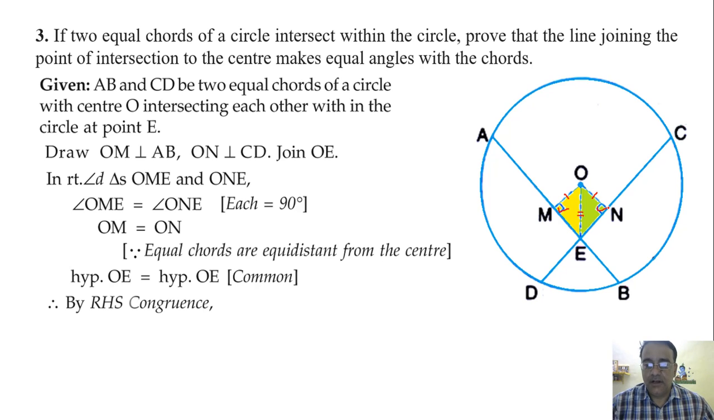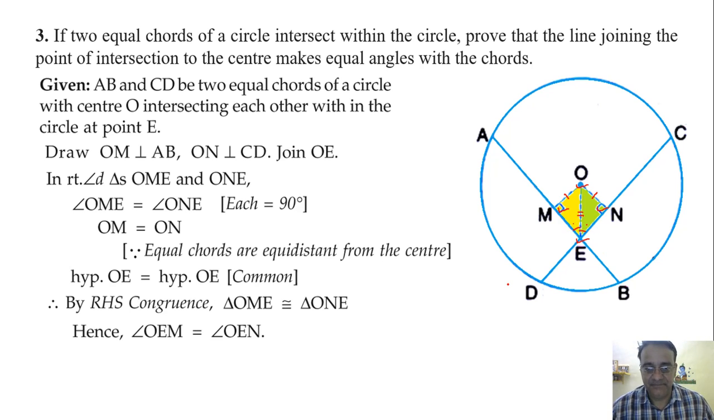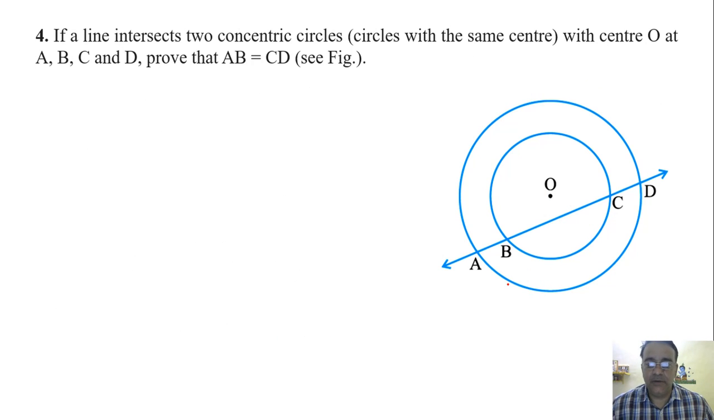What did we have to prove? That these two angles are equal. The line joining the point of intersection E to the center O means OE makes equal angles with the chord. That means we have to prove these two angles are equal. So here we can conclude by CPCT. Any doubt? No, sir. Okay, one more question.